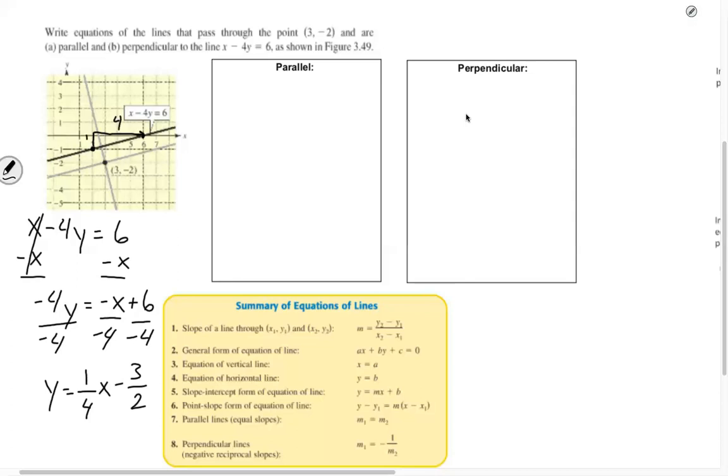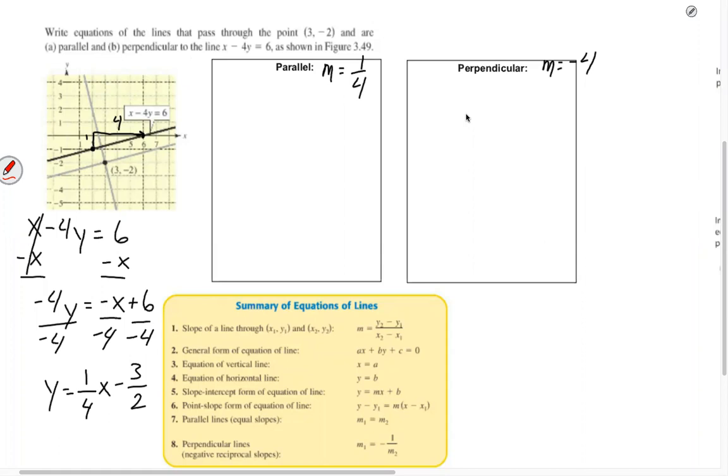Now, my slope for a parallel line, as you guys told me, is the same. But what about for perpendicular? Opposite. So I'm going to flip it, that's 4/1, and make it negative. So I'm actually just going to write -4. Why am I not going to write -4/1? It's the same thing.